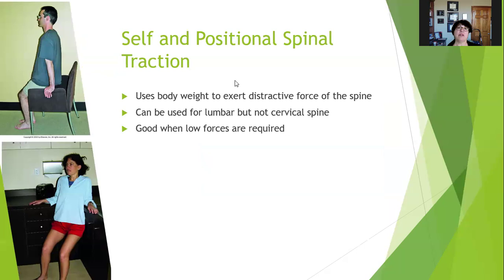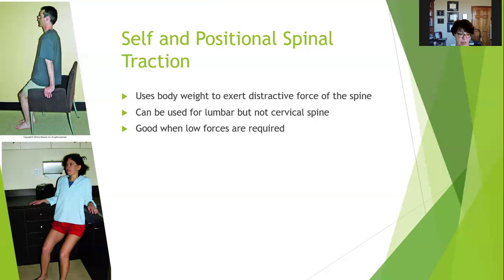So self and positional spinal traction is actually really useful for a lot of people for just relieving pressure on their spine. If they get relief from unloading the spine, this might really help them. So you use your body weight to exert distractive forces of the spine. Really useful for lumbar, not as useful for cervical. Good when low forces are required. So one of them, the top picture there, the guy is just pushing up in a chair and his body weight gives him spinal traction. And like hanging in the corner of a kitchen counter, that's a nice way to unload your lumbar spine too.